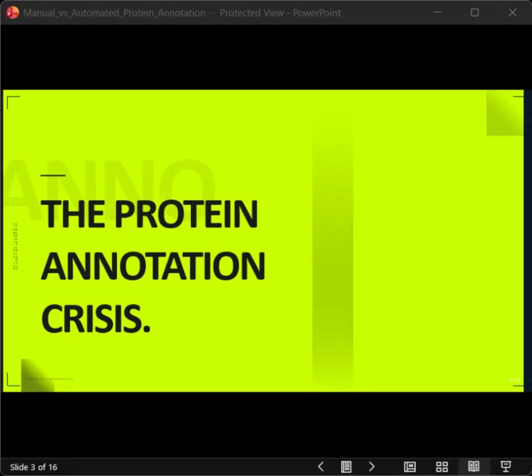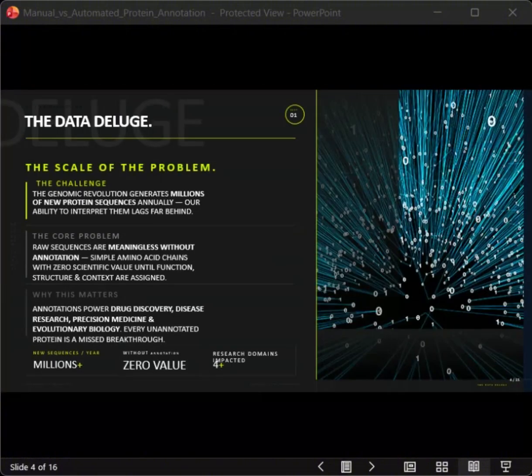So we are currently facing a major protein annotation crisis. Modern sequencing technology generates millions of new protein sequences every year, but our ability to interpret these sequences is much slower. Without a proper annotation, protein sequences are simply chains of amino acids with no biological meaning. So protein annotation converts that raw sequence data into valuable biological knowledge.